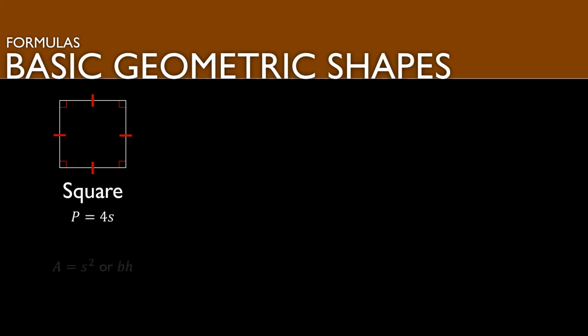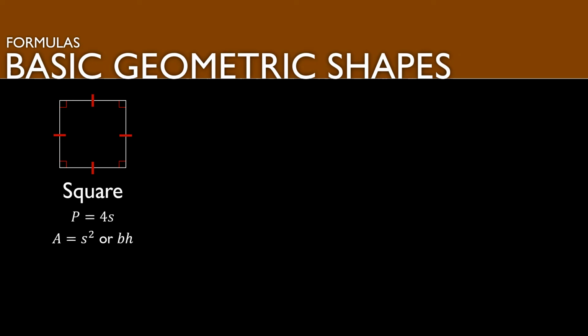The area of a square we can find 2 ways. The easiest way is just to do side squared, or s squared, or we can do base times height. But because it's a square, the base and the height are always going to be the same. Now notice the markings that we have on the square. Every angle is a right angle, every side is the same.